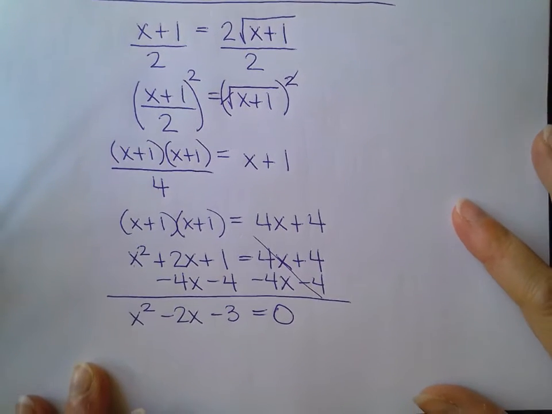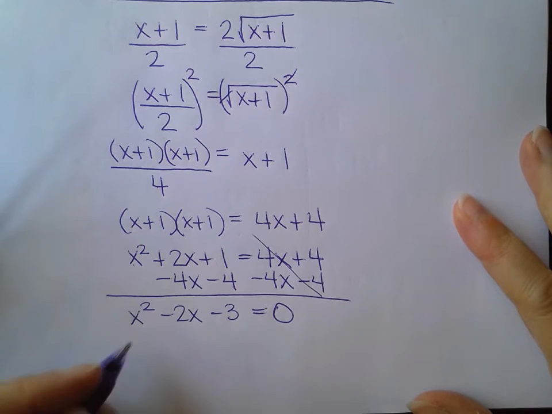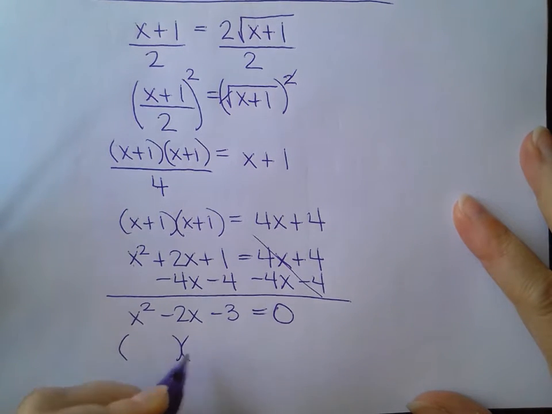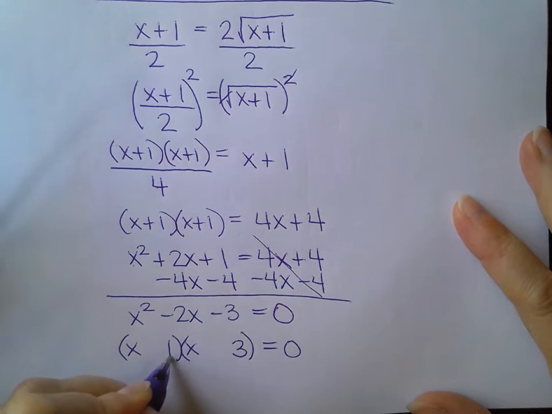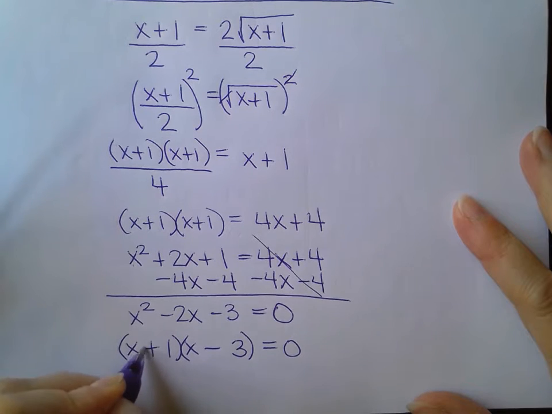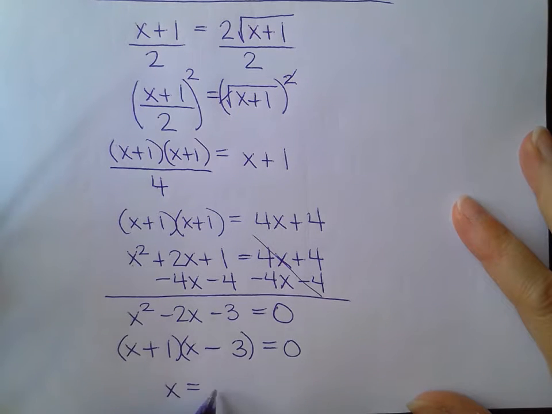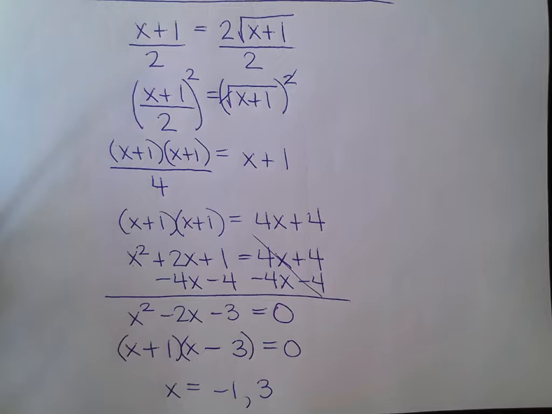And this is where I feel, whew, I can factor this. I know what to do now. 3 and 1, -3, +1. So if I set each of those equal to 0, I get two possible answers, -1 and +3. So now I want to go all the way back to the top and check to see if these work.